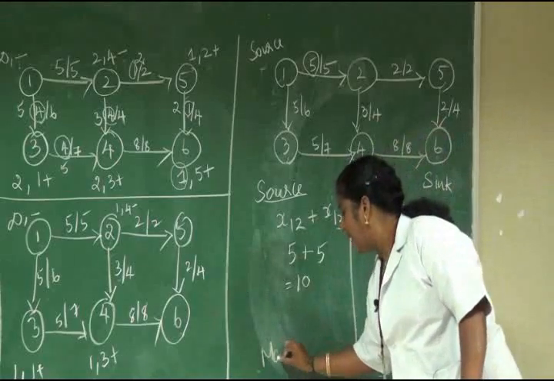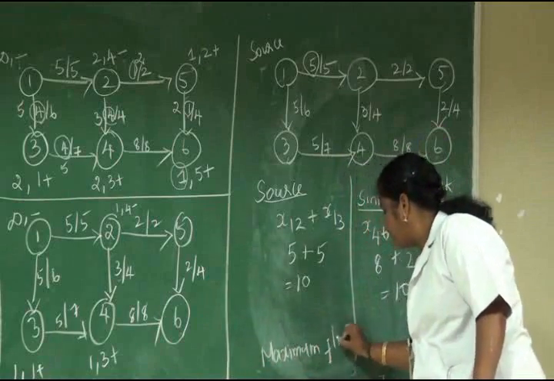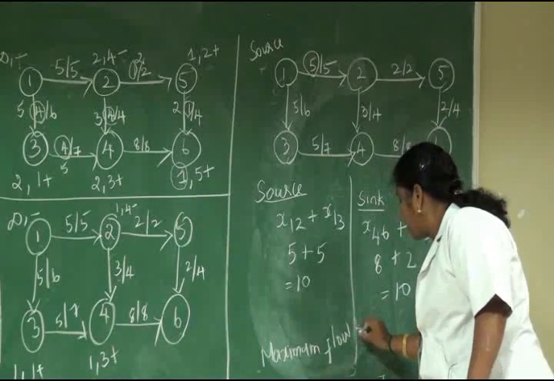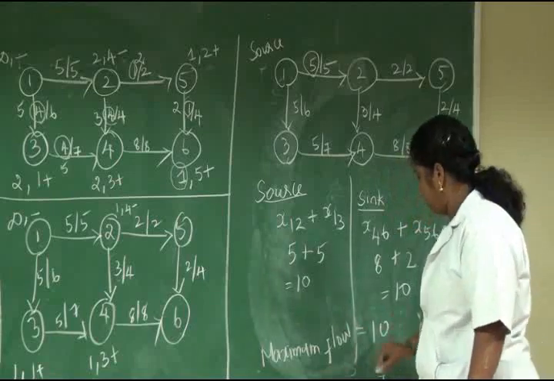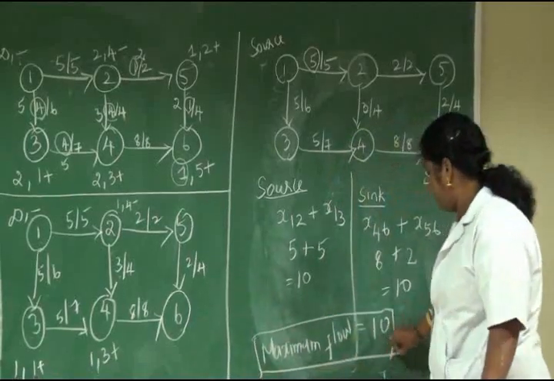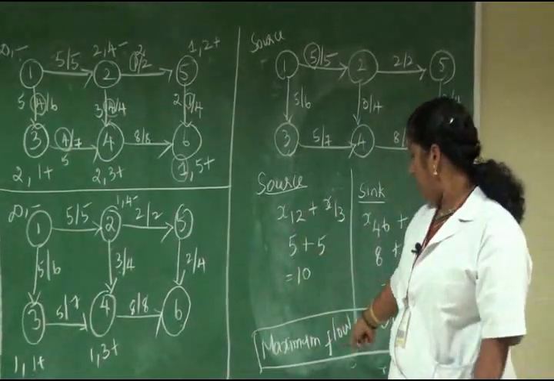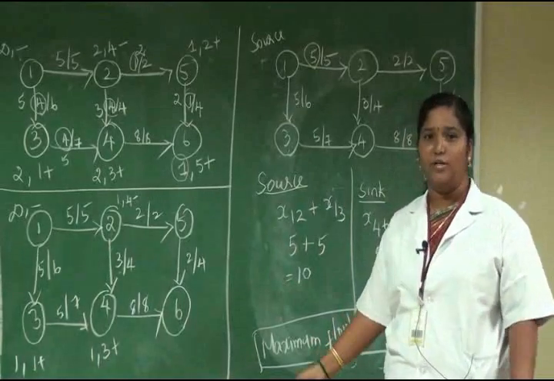So the solution is maximum flow is 10. So we have solved the problem. So for the given problem we have found the solution is 10 units.